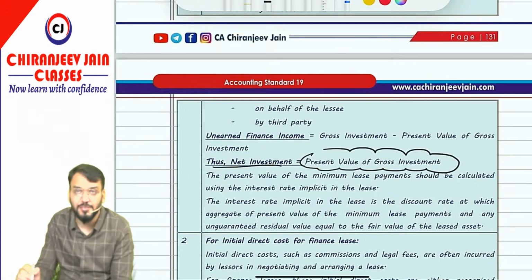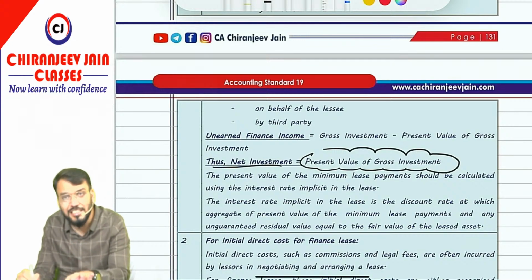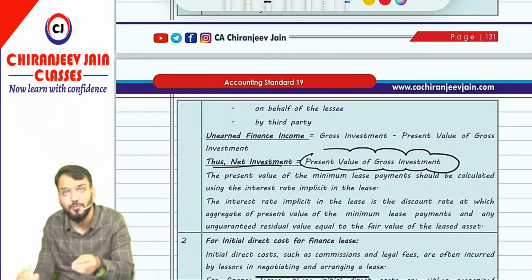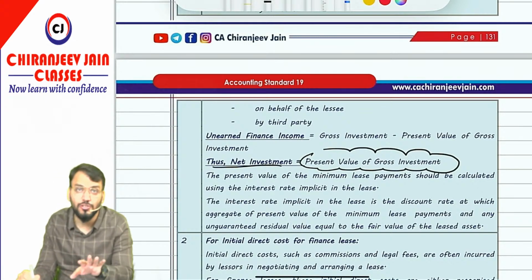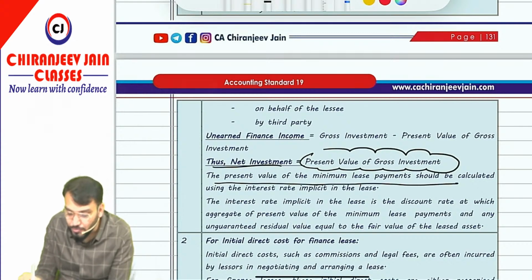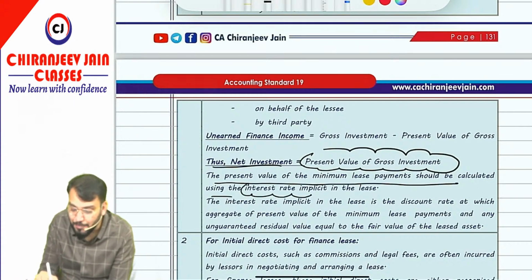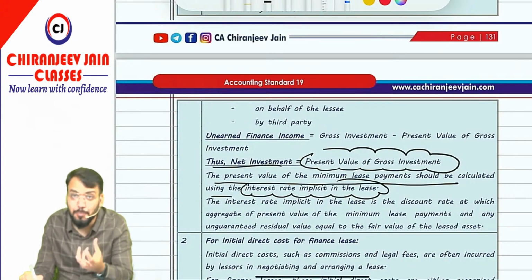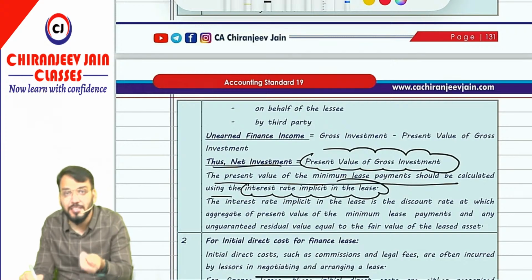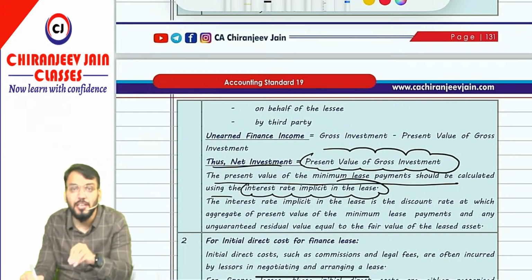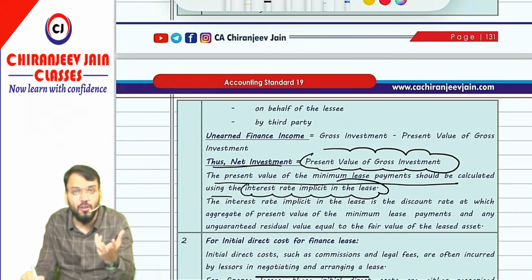So net investment is equal to present value of gross investment. Got this point? The entire question will be based on this formula. If you have understood this, you can do all the questions of the ICAI study material here. Now the present value of minimum lease payment should be calculated by using the interest rate implicit in the lease. Now what AS 19 says is that interest rate implicit in the lease is nothing but the rate of interest at which present value of minimum lease payment plus present value of UGRV must be equal to the fair value of the asset at the inception of the lease.